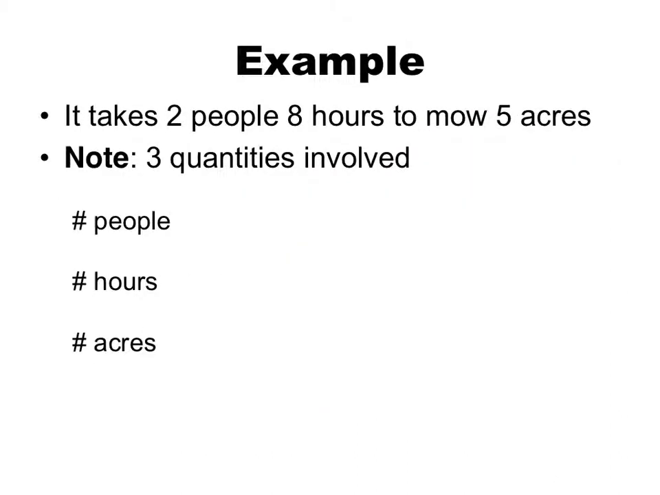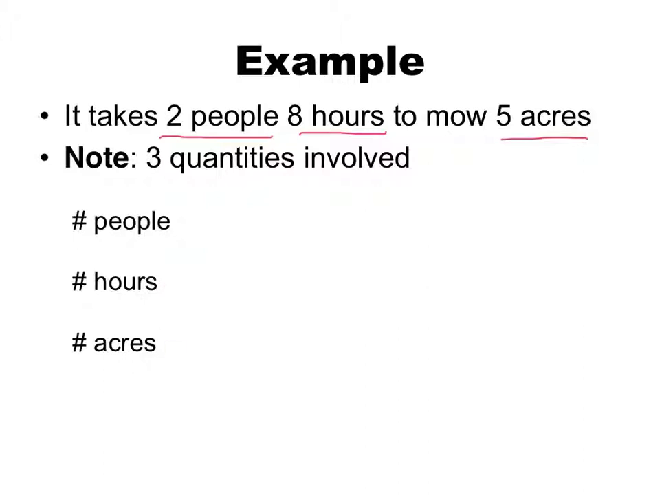Now let's look at a slightly different scenario that looks a little more complicated. We have 2 people. It takes 8 hours to mow 5 acres. And so notice that we've got 3 quantities involved here. We've got the number of people working, the number of hours, and the number of acres that they're mowing. And we're going to assume that all people involved here work at the same rate. And so there's 3 quantities involved here. Again, the number of people, the number of hours, and the number of acres.